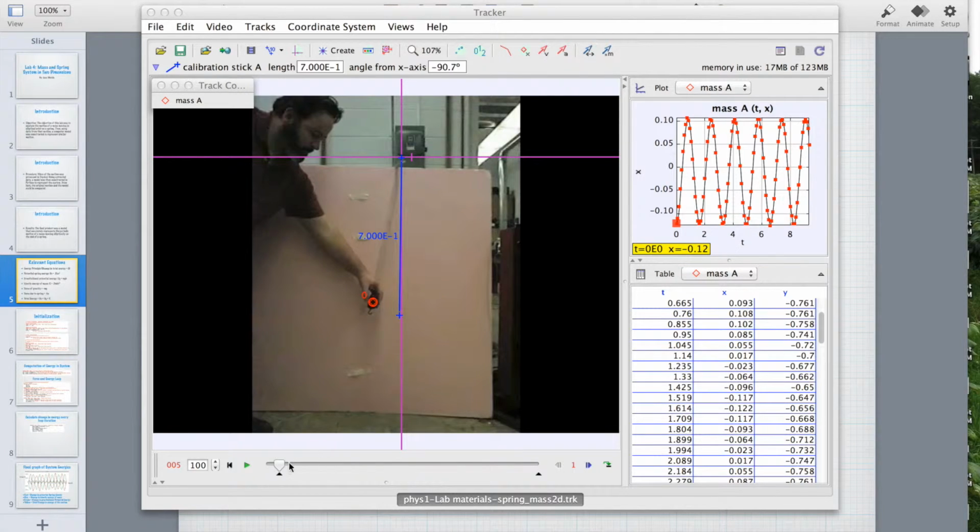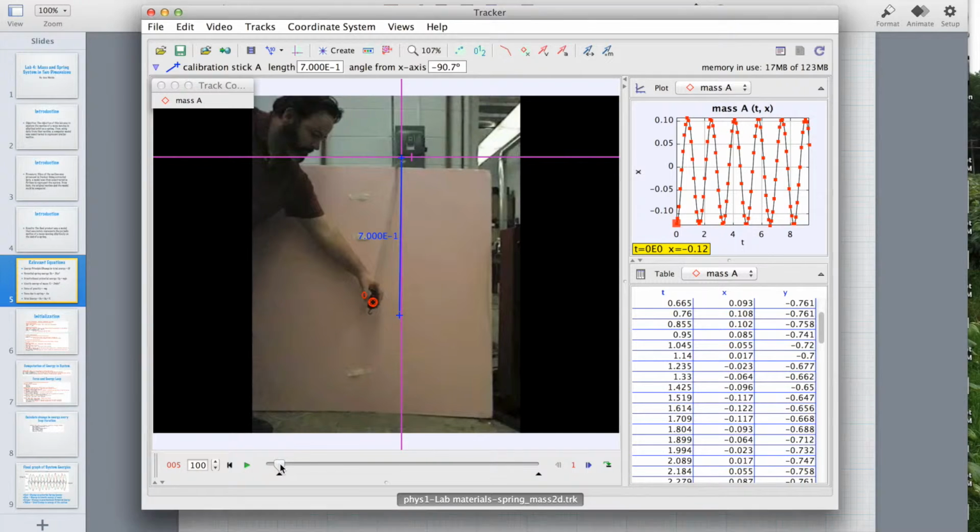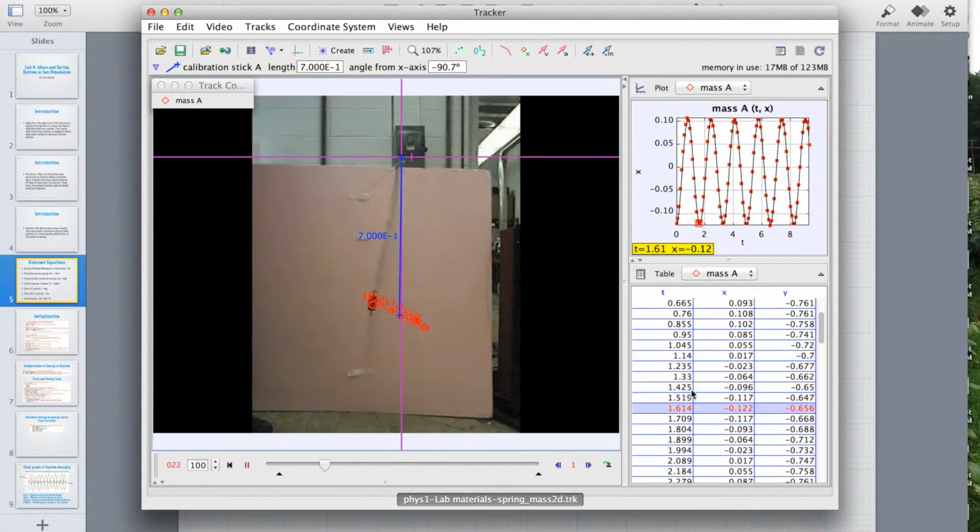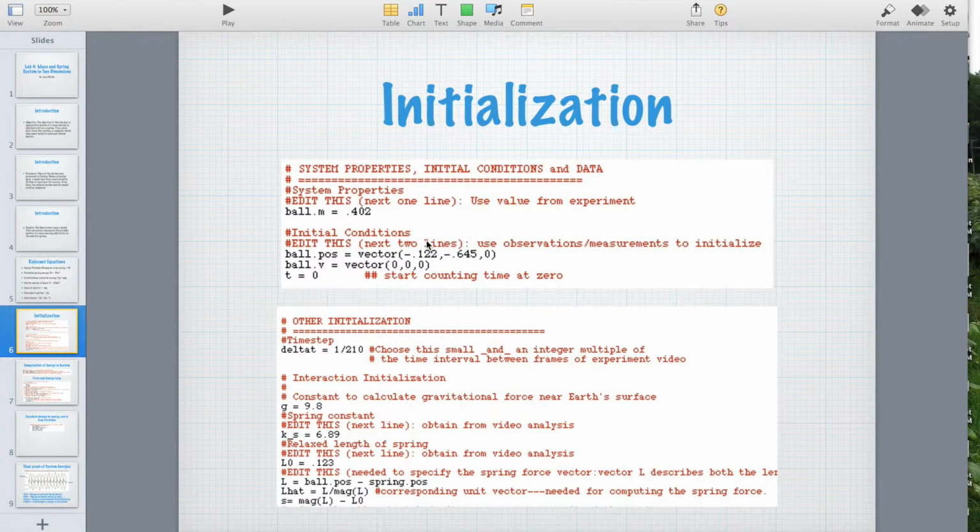When analyzed in Tracker, it can be seen that the mass moves in an elliptical orbit, which is tracked in red here. This then gave an output of time values, x position values, and y position values, which we would use later in the Python model. Here we initialize the Python model.